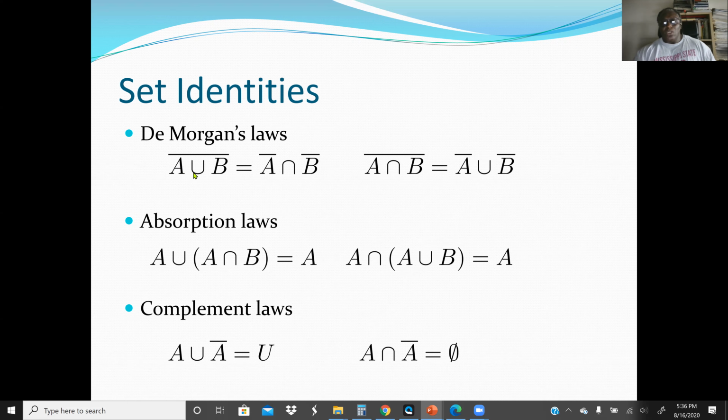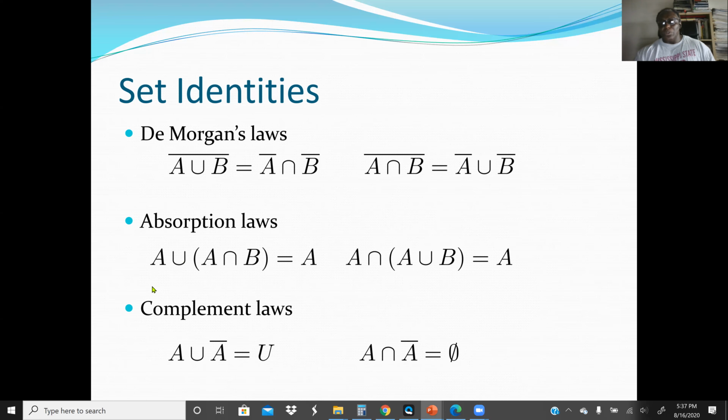So if I have the complement of A union B, and I want to separate it, then I'll get A complement intersect B complement. The same thing if I have the complement of A intersect B. If I want to separate it, then I'll get A complement, the intersection becomes a union, then B complement.